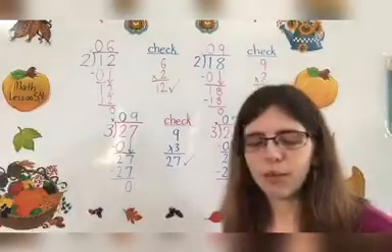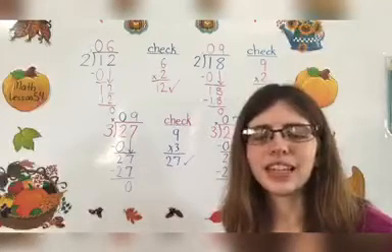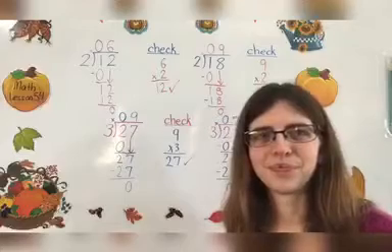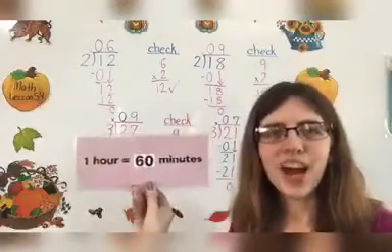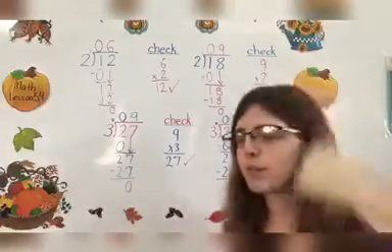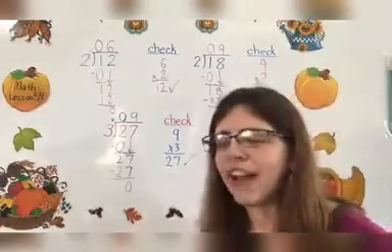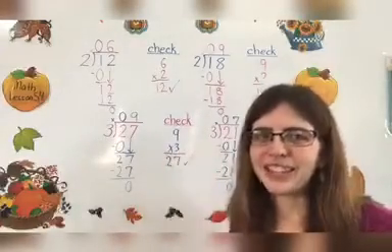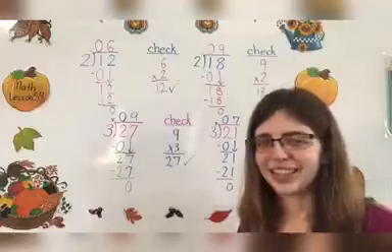How about letter B? 1 hour equals 60 minutes. Is that true? Yes, it is. 1 hour equals 60 minutes. So don't do anything to that bubble. Move on to the next one. 1 gallon equals 4 cups. So pay attention to the number and the unit to make sure it is correct.